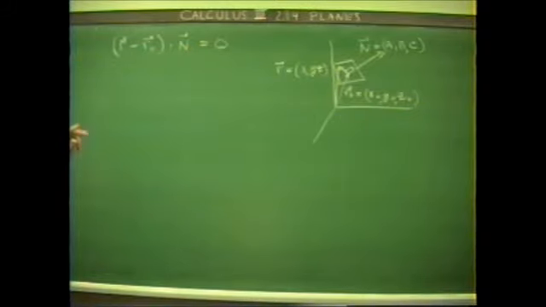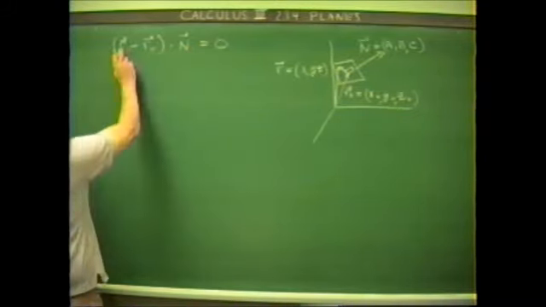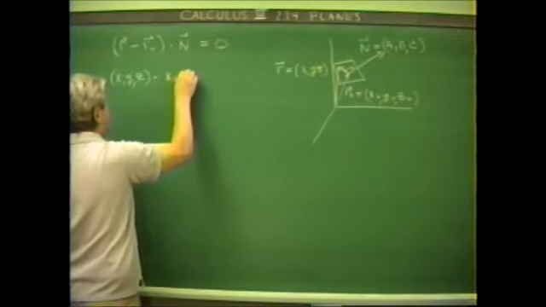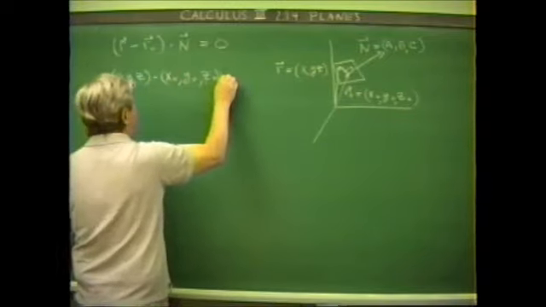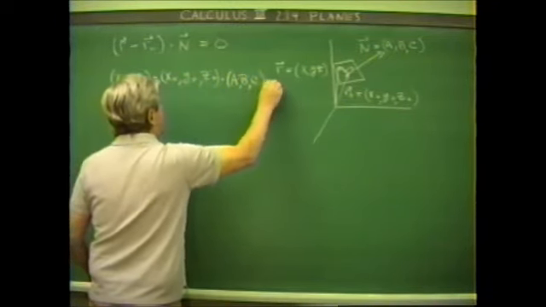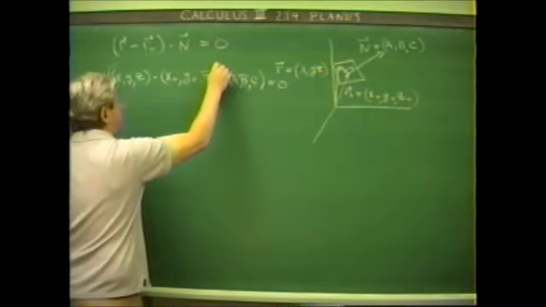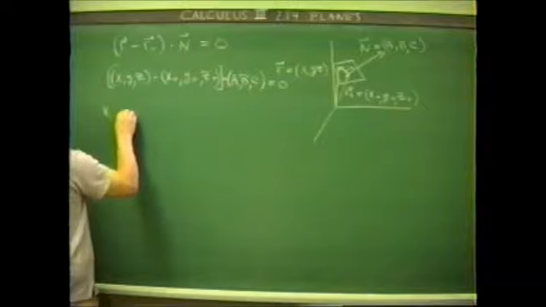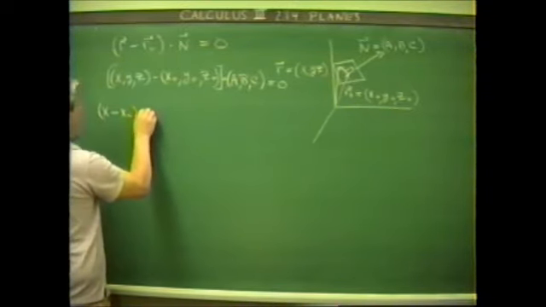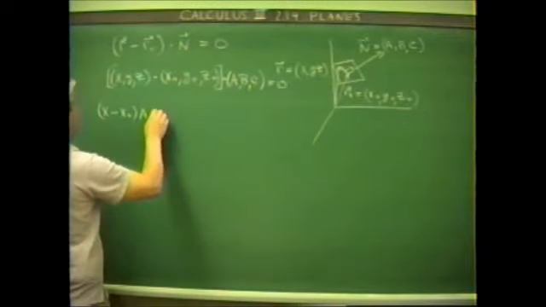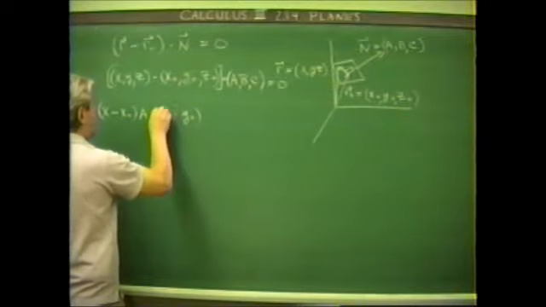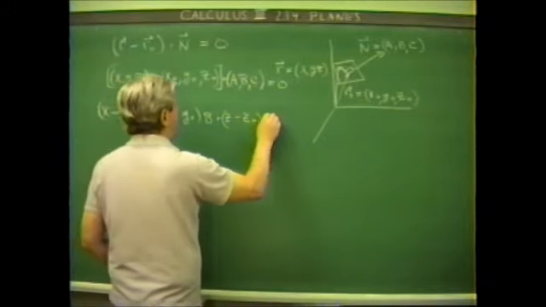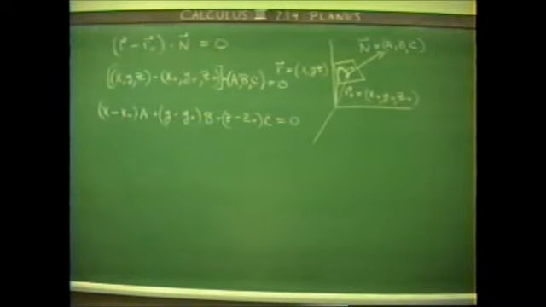We'll find that a plane has a single equation in x, y, and z. R is x, y, z. R naught is x naught, y naught, z naught. It's a fixed point. And this dotted with a, b, c is supposed to equal 0. Well, what is this? This is x minus x naught, times a, that's the x coordinate here, do the dot product, plus y minus y naught times b, plus z minus z naught times c equals 0.